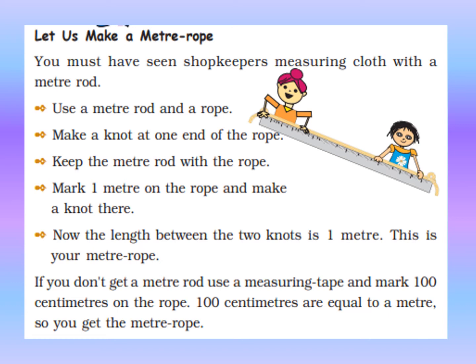Make a knot at one end of the rope. Keep the meter rod with the rope. Mark 1 meter on the rope and make a knot there. Now the length between the two knots is 1 meter and your meter rope is ready. Children, 1 meter is equal to 100 centimeters.